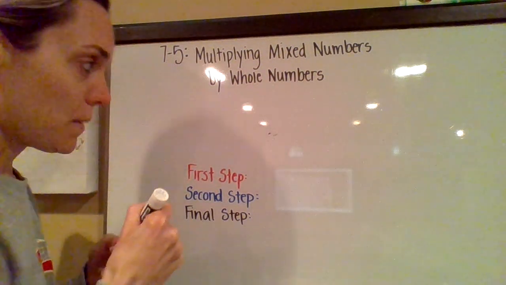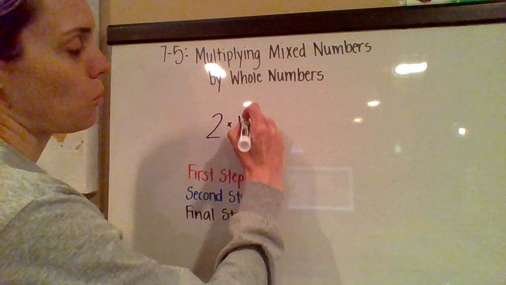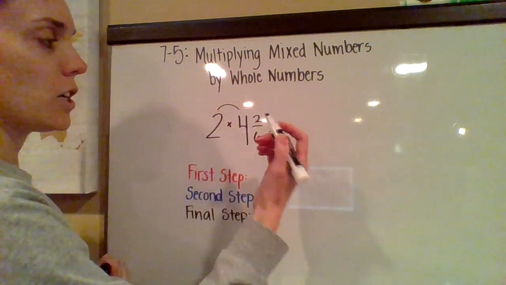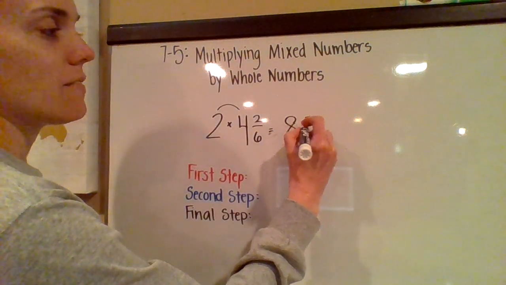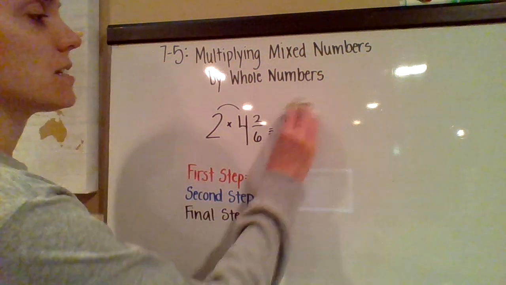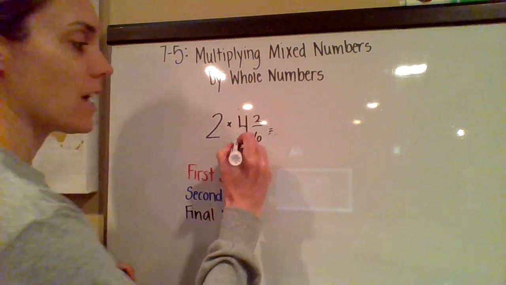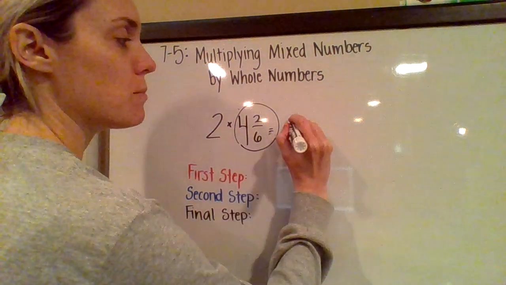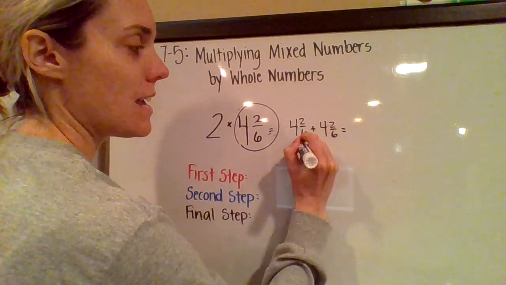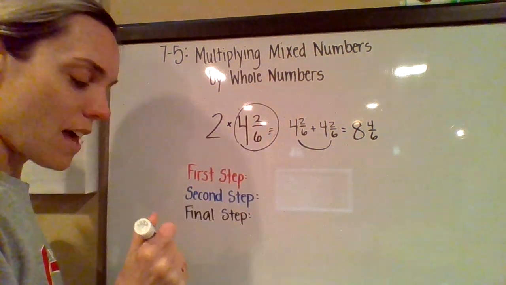Now, for example, if we're multiplying the number 2 as our whole number by 4 and 2/6. What I noticed some people were doing was first they were doing 2 times 4, which is 8, and then they were leaving this as 2/6. Now, what we want to do is think of 2 times 4 and 2/6 like adding 4 and 2/6 two times. So if I did that, I would say 4 and 2/6 plus 4 and 2/6 is 8 wholes and 4/6. So you wouldn't just be keeping that number the same.